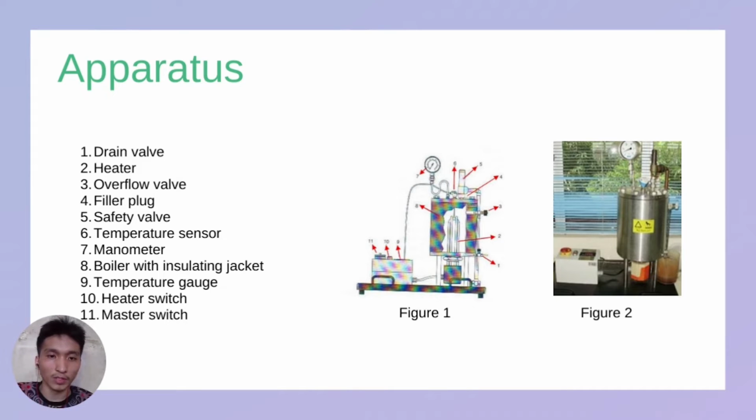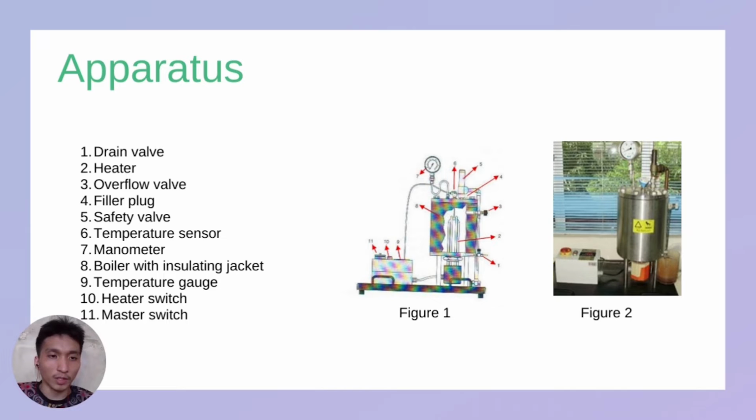As you can see in the slide, there are two figures, Figure 1 and Figure 2. Figure 1 is the list of apparatus that is labeled, while Figure 2 is the real image that we are going to see in the lab when we set up this apparatus. So let me explain the list of apparatus based on the labels in Figure 1.